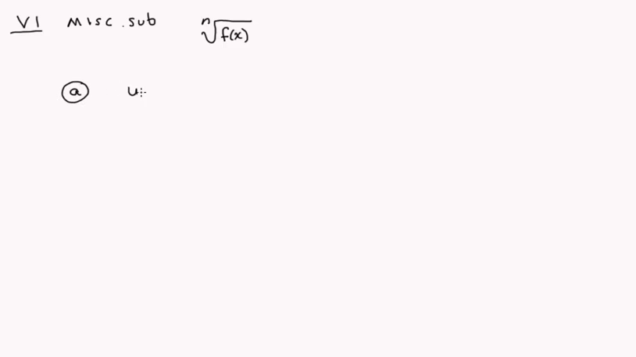So the first strategy is to let u equal the nth root of f of x, and the other strategy, B, would be to let u equal just f of x. Now what we'll do is we'll run through the examples using both A and B to see how they are similar and different. Example number 1 from the notes.